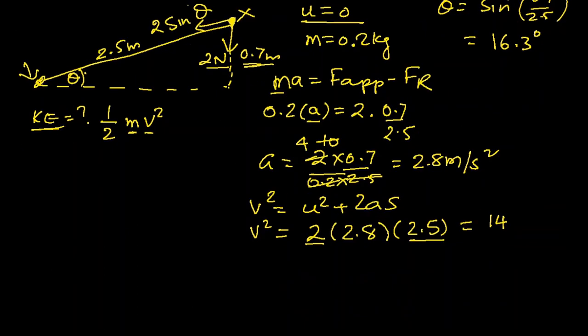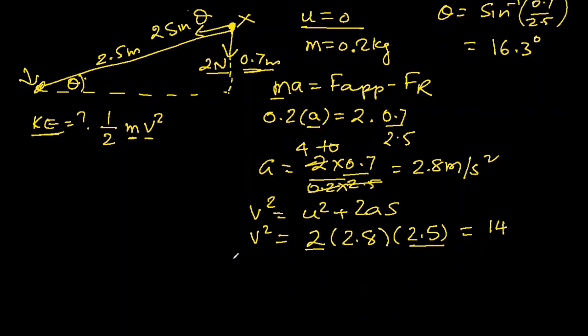Okay, so let's use V square. I don't want to square root anymore because I need V square here. So half times mass is 0.2 times 14. Half of 0.2 is 0.1 here, and it becomes 1.4 joules. That is the kinetic energy in part 1 when the surface is smooth.